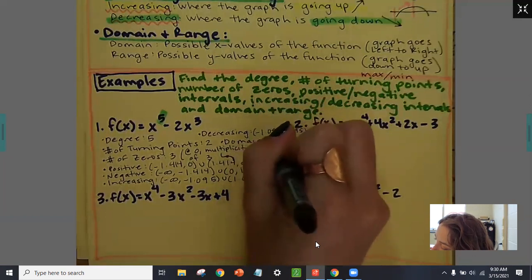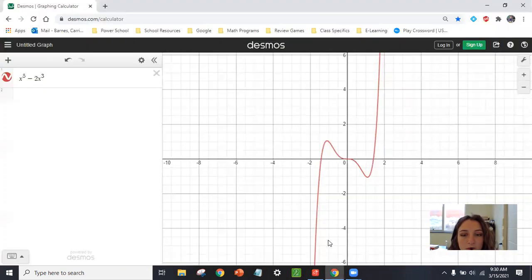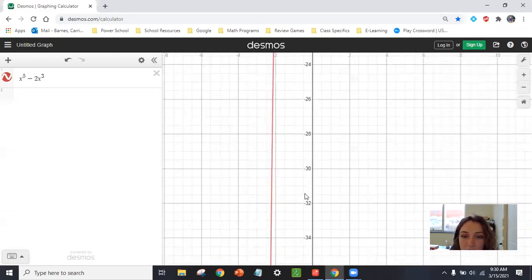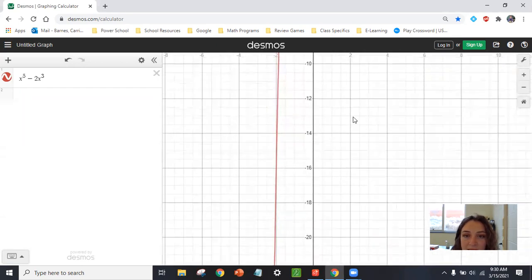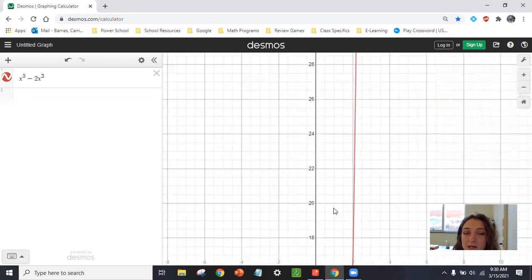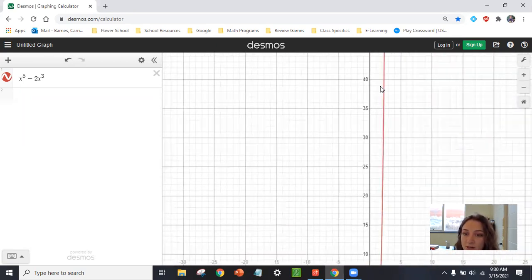And then my range, you can see this function exists all the way down in negative infinity on the y-axis, and it's existing all the way up into positive infinity on the y-axis. So this function is existing in both directions from negative infinity to positive infinity.